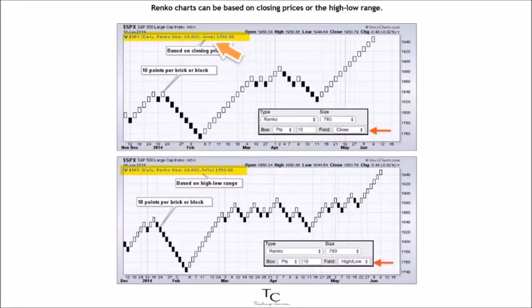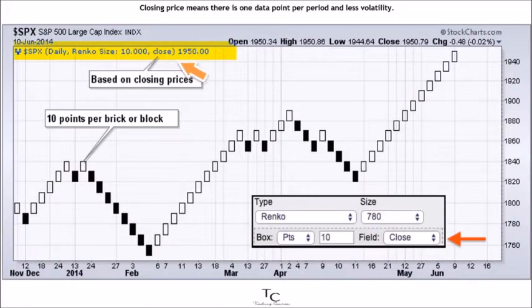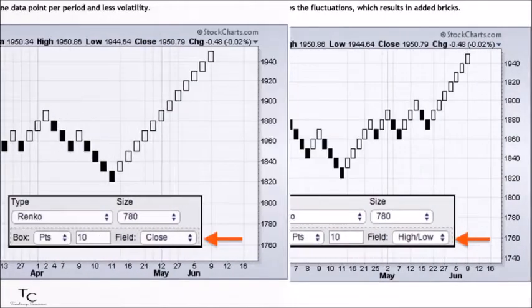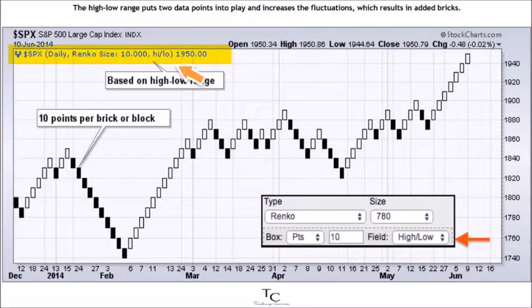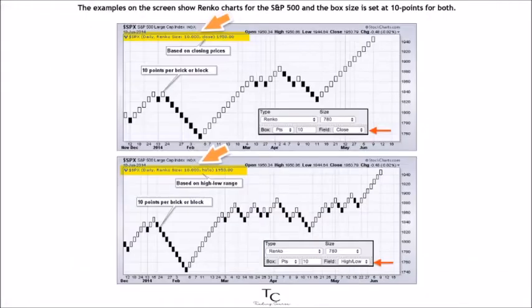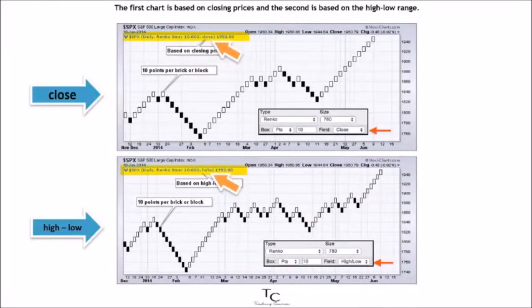Renko charts can be based on closing prices or the high-low range. Closing price means there is one data point per period and less volatility. The high-low range puts two data points into play and increases the fluctuations, which results in added bricks. The examples on the screen show Renko charts for the S&P 500 and the box size is set at 10 points for both. The first chart is based on closing prices and the second is based on the high-low range.